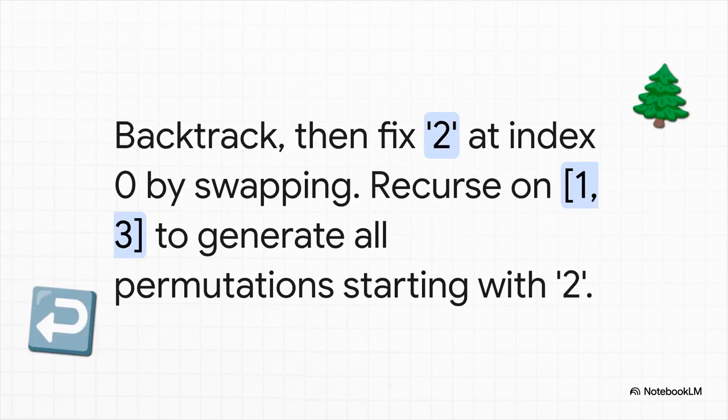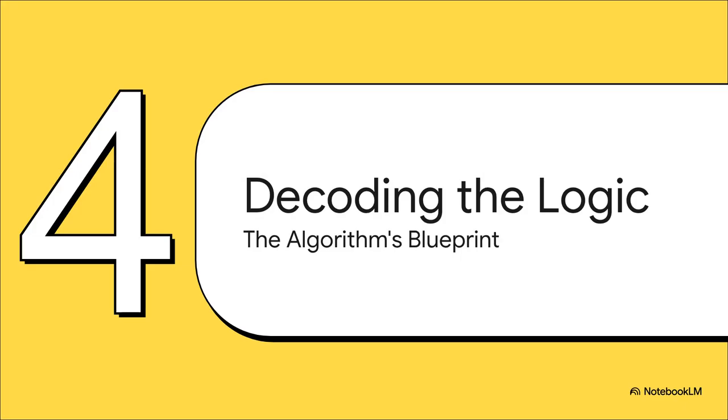All right, once we've explored everything starting with 1, we hit rewind, we backtrack. Now it's time for a new choice at that first position. We swap 2 into the first spot. The array becomes 2, 1, 3. And now we do it all over again. We recursively solve for the rest of the array, 1, 3, and that's going to generate all the permutations that start with 2.